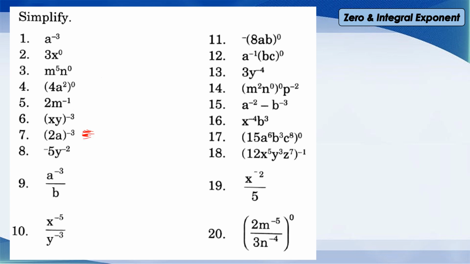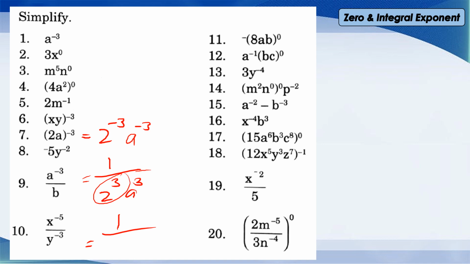Then, magiging 2a quantity raised to negative 3. Siya magiging 2 raised to negative 3, then a raised to negative 3. Siya ay magiging, pwede natin siya ibaba, magiging 2 raised to 3, then a raised to 3. Or, simplify pa natin, 2 times 2 times 2, that is 8. Then a raised to 3. Final answer. Next.